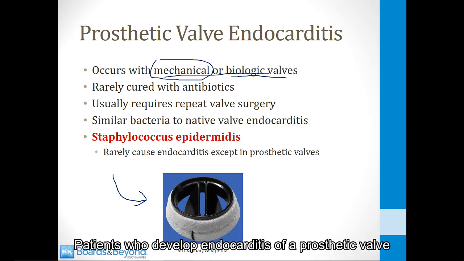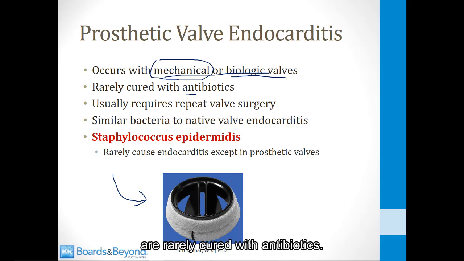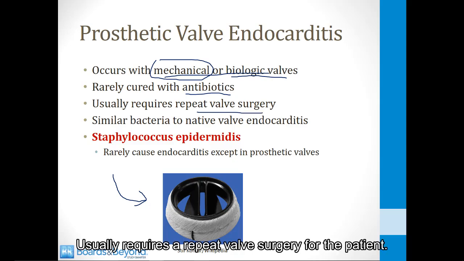Patients who develop endocarditis of a prosthetic valve are rarely cured with antibiotics. This is a very big deal. It usually requires a repeat valve surgery for the patient.